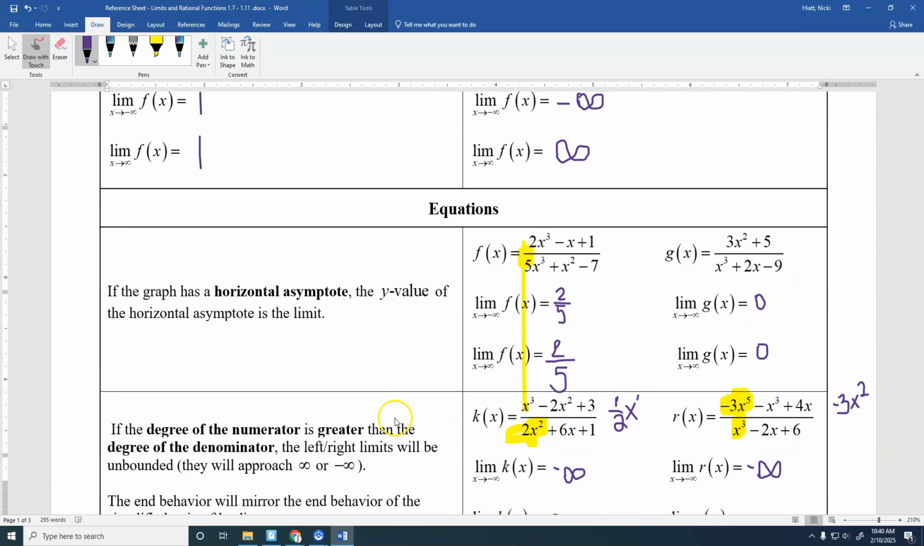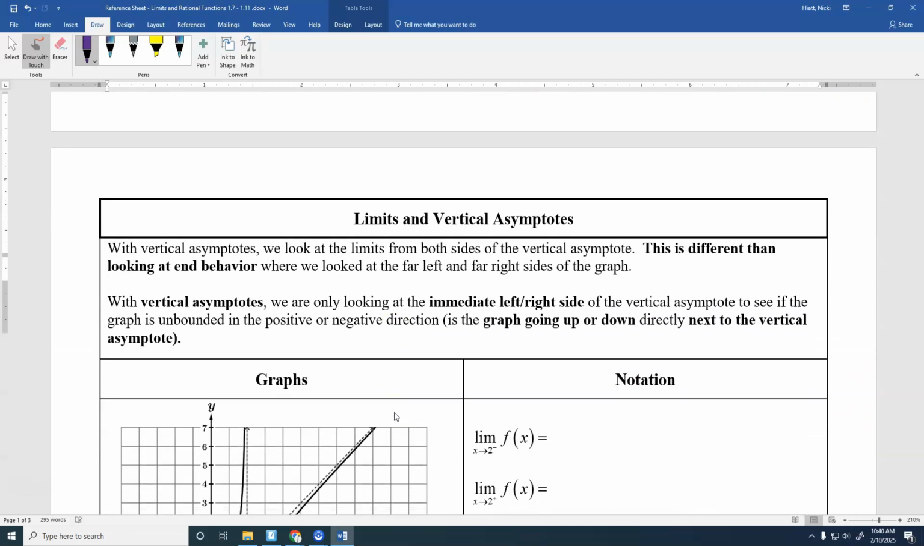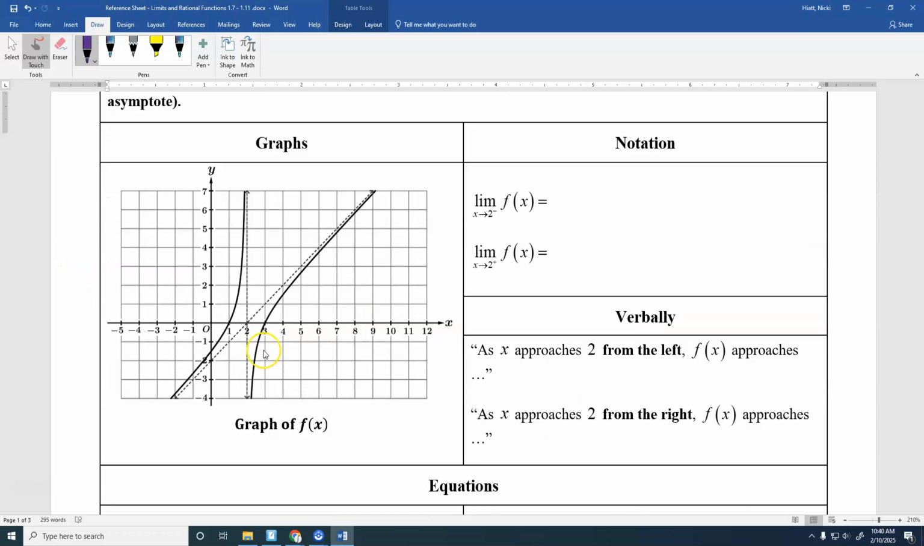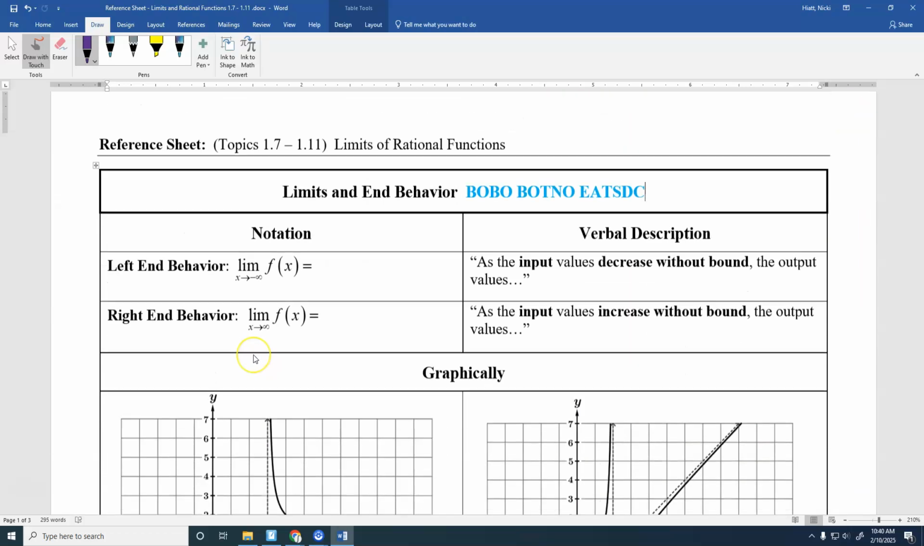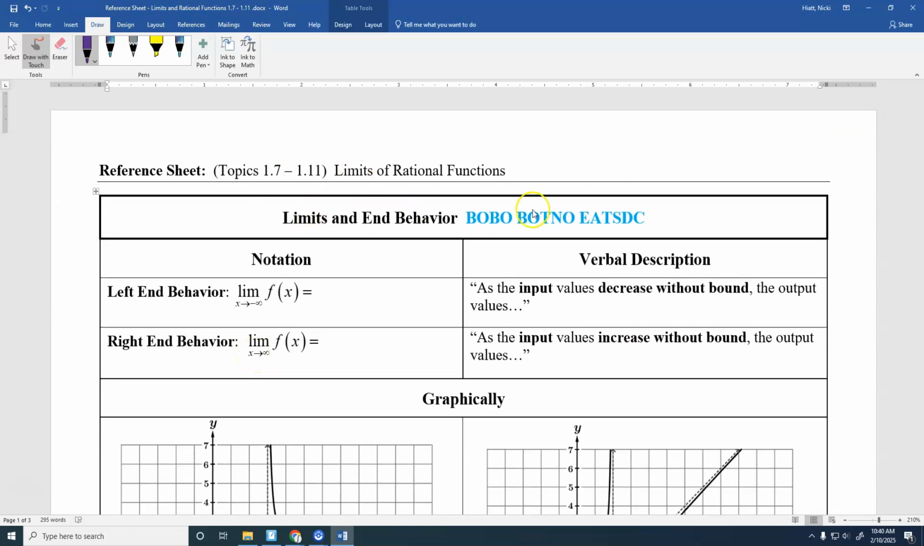Yeah, they'll be on there. You'll be asked to expand something using Pascal's triangle. It will not just ask you for it, but you'll need to be able to come up with it. Okay. Questions on that first stuff with your limits and end behavior?